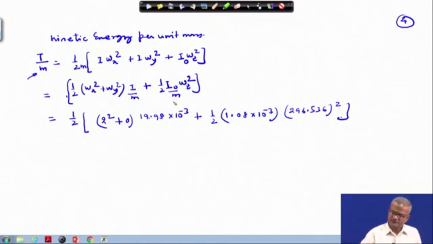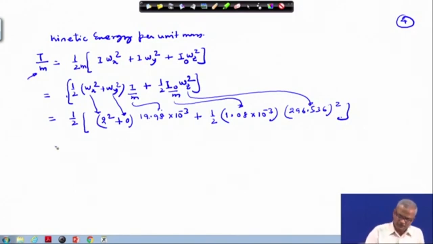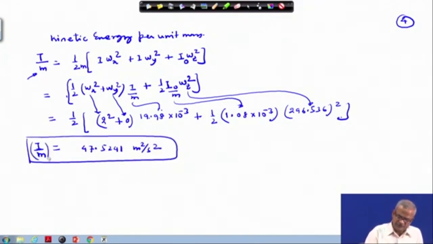So this is your I 0 by m and this is I by m, omega x, this is omega y and omega z is here. And if you compute it, this turns out to be T by m equal to 47.5241. So this is the initial value.